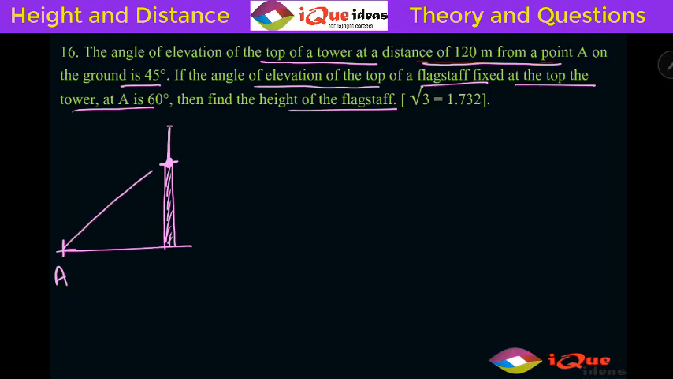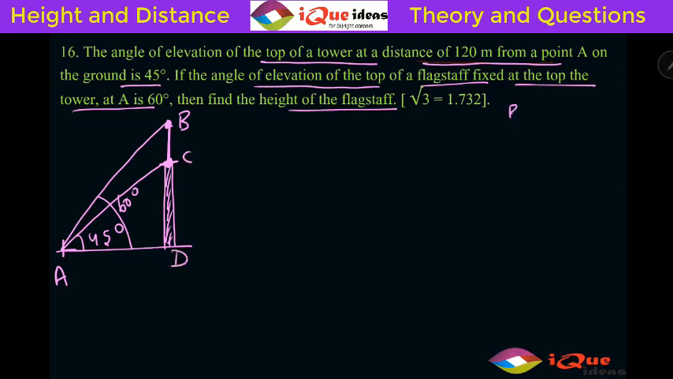So this angle of elevation is 45 degrees. And the top of the flagstaff, the angle of elevation is 60 degrees. So this total angle is 60 degrees. Right, let's give them some names. So let's say B, C and D.